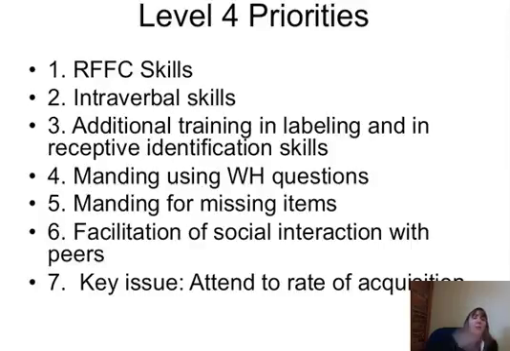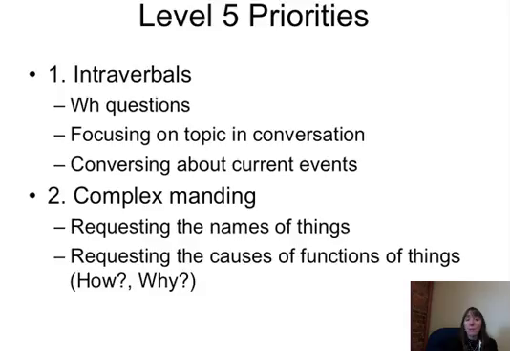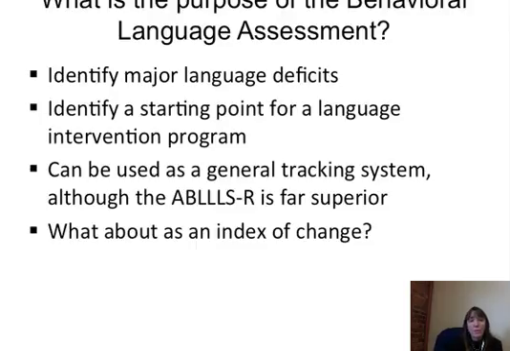But one of the things I want to point out about a level 4 learner is that we have to attend to rate of acquisition, because once we are looking at such a big breadth, we might start slowing down their pace of instruction. A level 5 person's got a sizable vocabulary but some clear deficits. We're going to work a lot on intraverbals, conversation, staying focused on topics, conversing about current events and things going on in the here and now, and complex manding, manding for information, manding how and why questions.